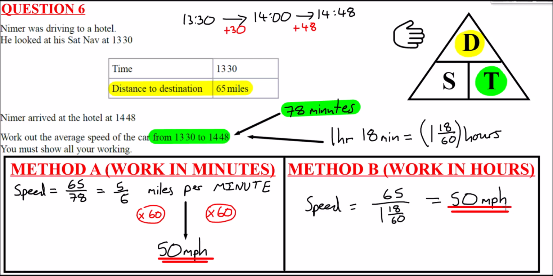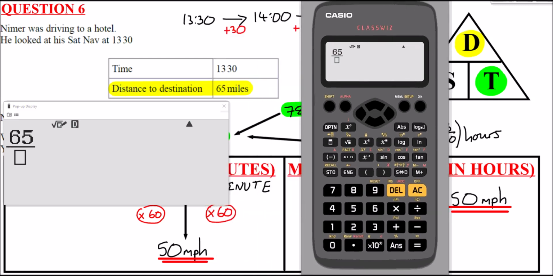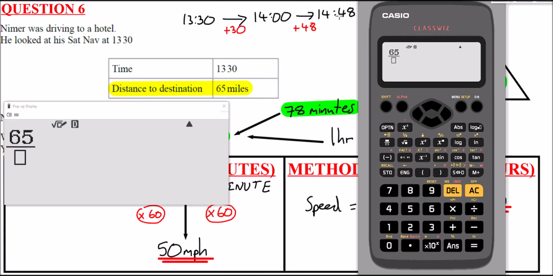Finally, as a little bonus, I'm going to show you how you can do this on a calculator using just one direct calculation. So using this formula for speed equals distance over time, I'm going to remind you of a time function on your calculator. So we type the fraction button, distance is 65, and the time taken is the difference between 14:48 and 13:30. And the calculator can work out time differences in terms of minutes and hours directly for you.